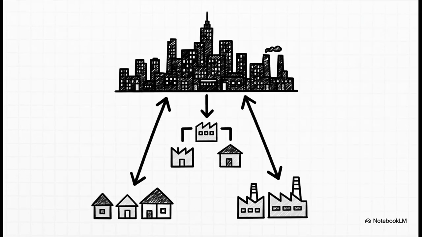So what was the solution? Well, you basically had to throw everything out and start from scratch. This was the big rebirth of macro. Instead of just looking at big picture data, economists started building models from the ground up. They're called Dynamic General Equilibrium, or DGE models. And the whole idea is to build the entire economy based on the choices of individuals. Households trying to be happy, firms trying to make a profit. We call this building from micro foundations.